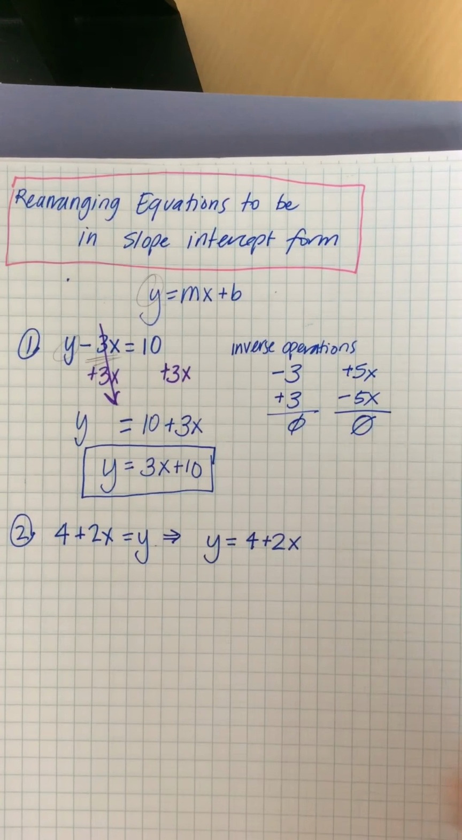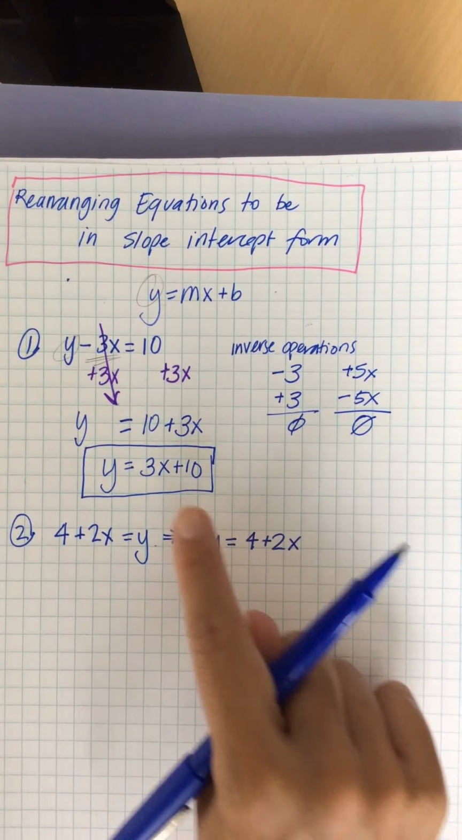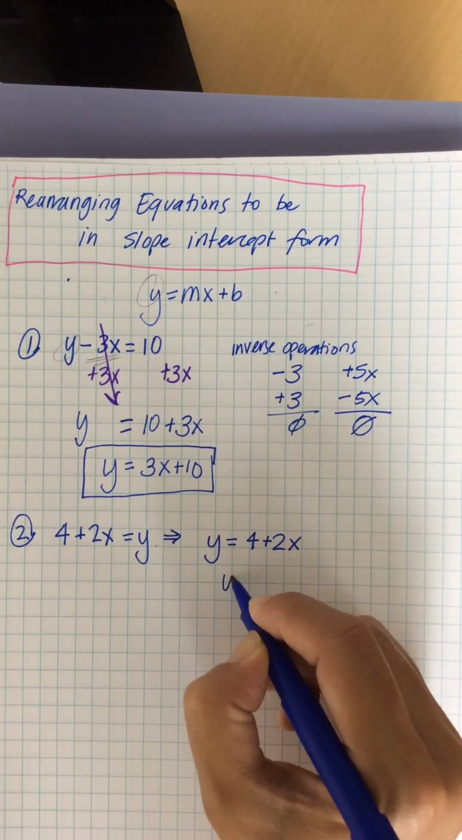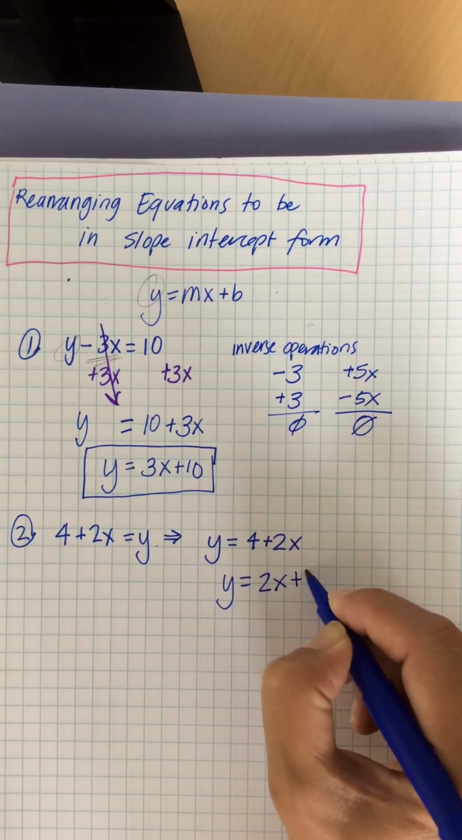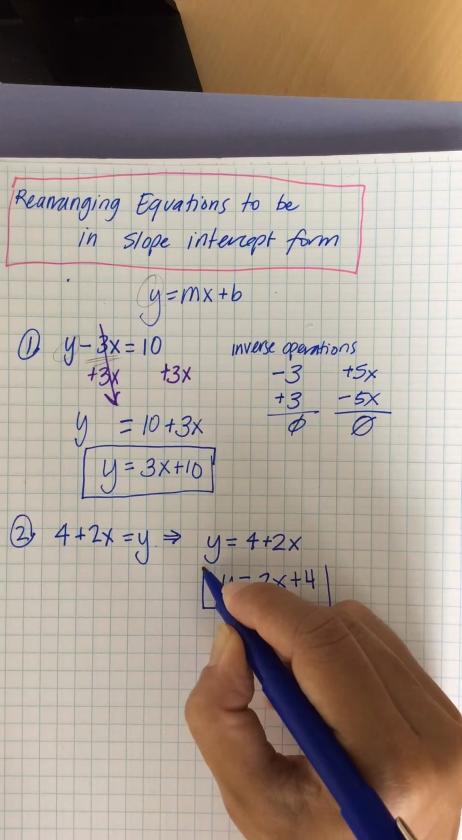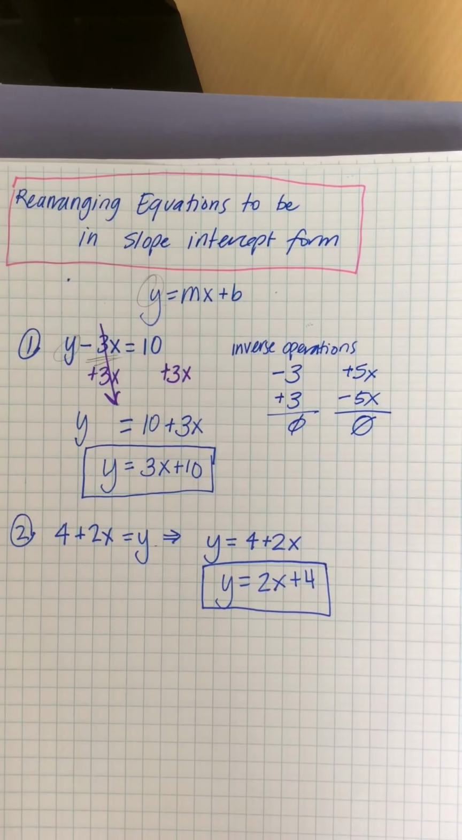So now that I've flipped it around, can you see the only other thing I need to do? The only other thing I need to do is to swap these two, right? Just like we did here. So if I put the 2x first, and this is a positive 4, so we're at plus 4, now it's in slope-intercept form. Slope-intercept form where the y-intercept is 4 and the slope is positive 2.